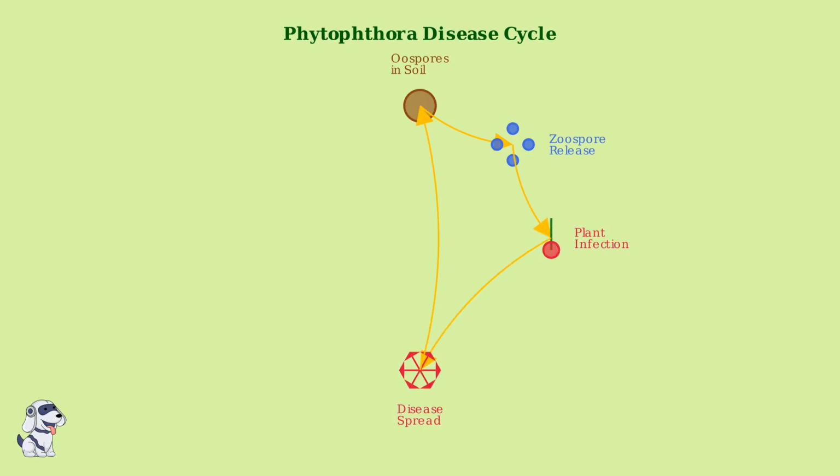The Phytophthora disease cycle begins with oospores surviving in the soil. When conditions become wet, these oospores release swimming zoospores that can move through water films to infect plant roots, stems, or fruits. Once infection occurs, the disease can spread rapidly throughout the crop.